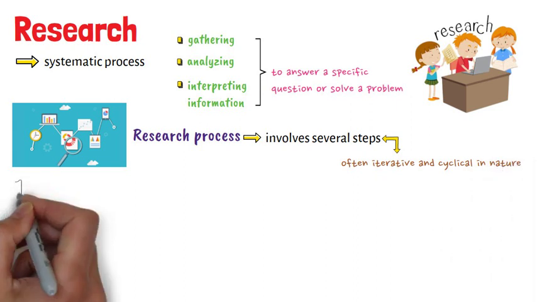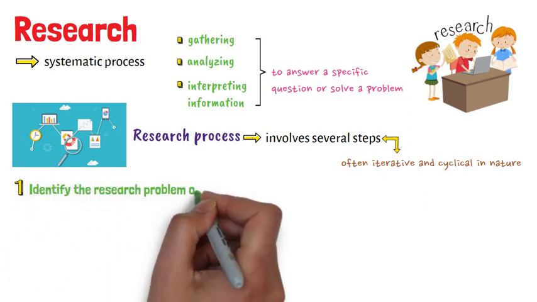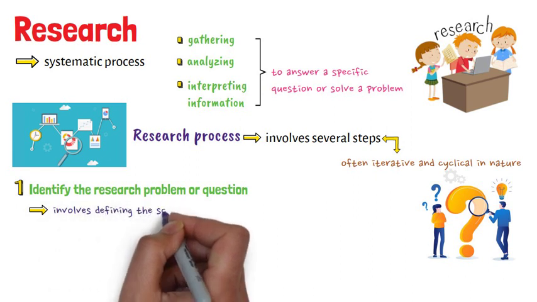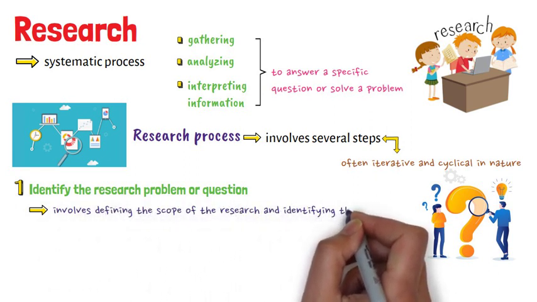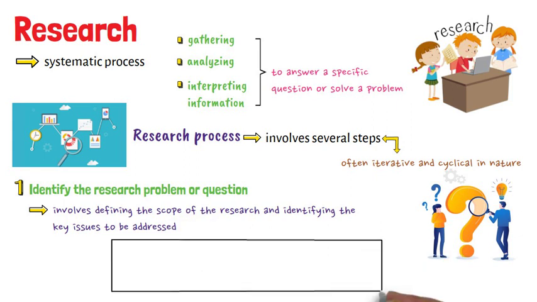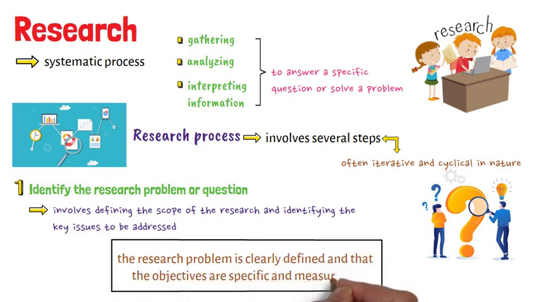The first step in the research process is to identify the research problem or question. This involves defining the scope of the research and identifying the key issues to be addressed. It is important to ensure that the research problem is clearly defined and that the objectives are specific and measurable.